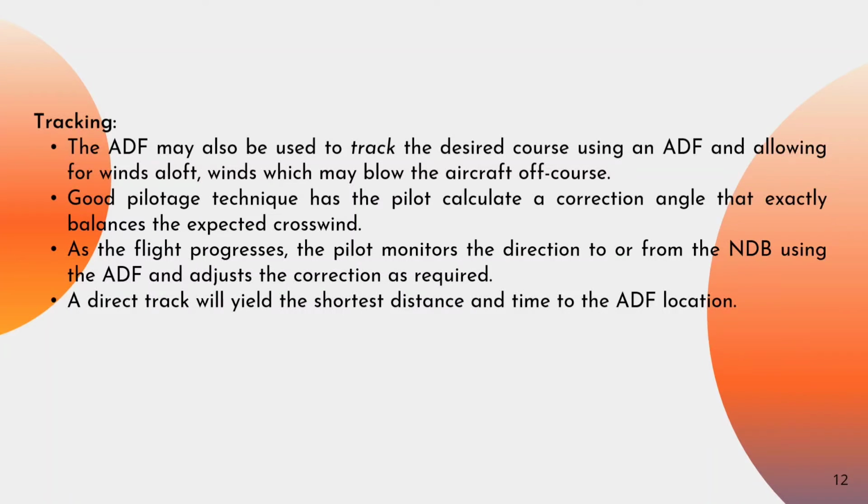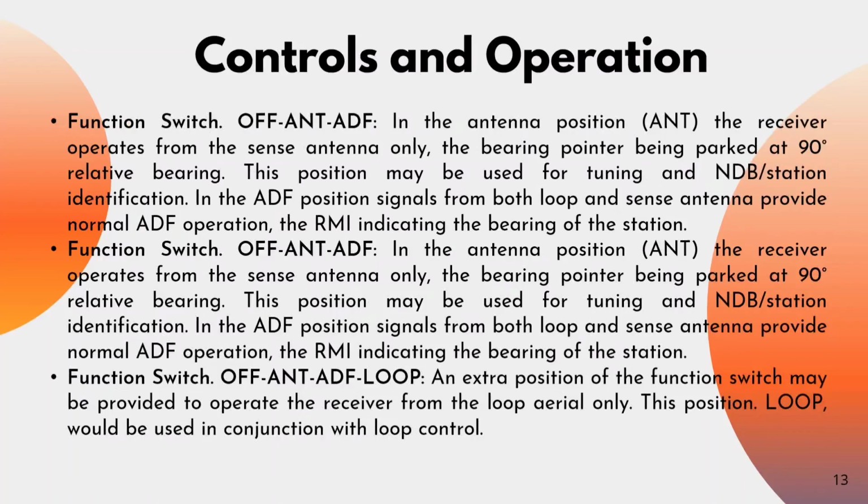Good pilotage technique has the pilot calculate a correction angle that exactly balances the expected crosswind. As the flight progresses, the pilot monitors the direction to or from the NDB using the ADF and adjusts the correction as required. A direct track will yield the shortest distance and time to the ADF location.